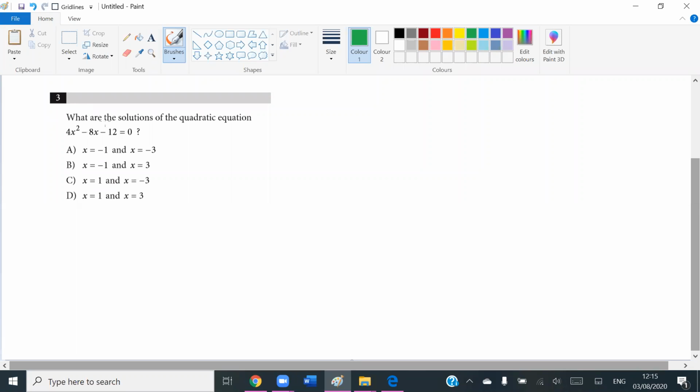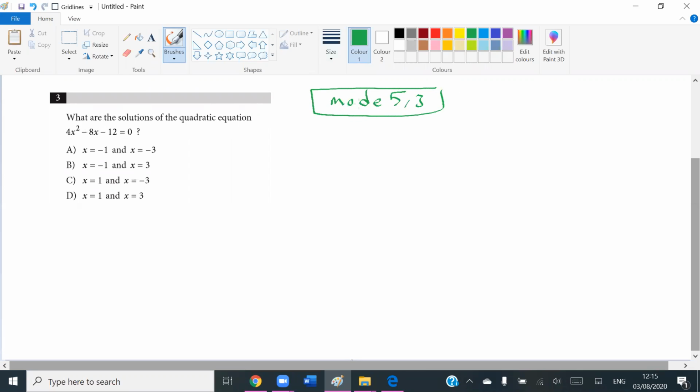Question number 3, what are the solutions of the quadratic equation 4x squared minus 8x minus 12 equals 0? If you have this question on the calculator part, you can use your calculator directly with mode 5.3. If we use the calculator in mode 5.3, we get the answer directly.